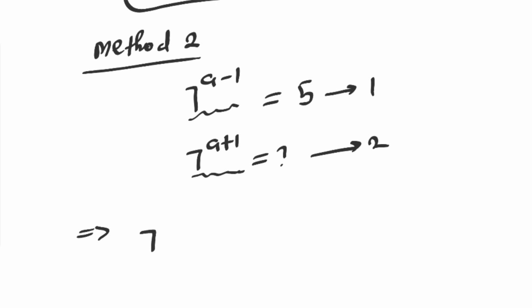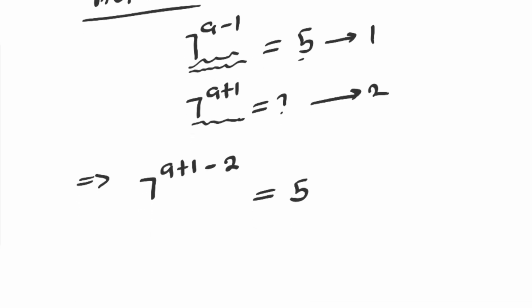Let's say we have 7 raised to power a plus 1 from the second one. Then if you subtract 1 minus 2, it will be equal to 5, because 1 minus 2 is going to give you minus 1, and then this is going to be the same thing as this. Now, this can be written as 7 raised to power a plus 1, if you bracket it, minus these 2 is equal to 5.